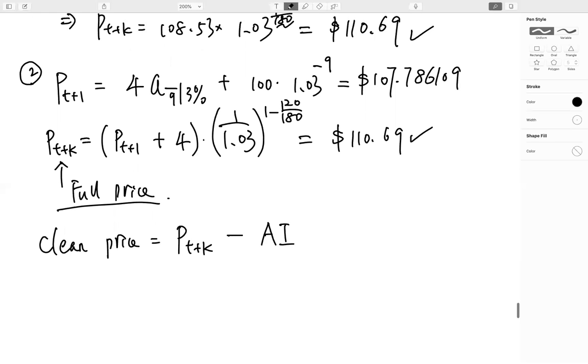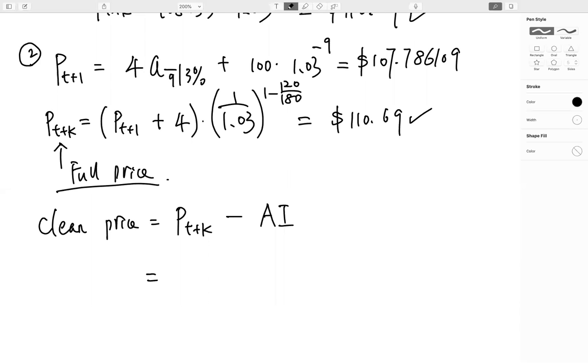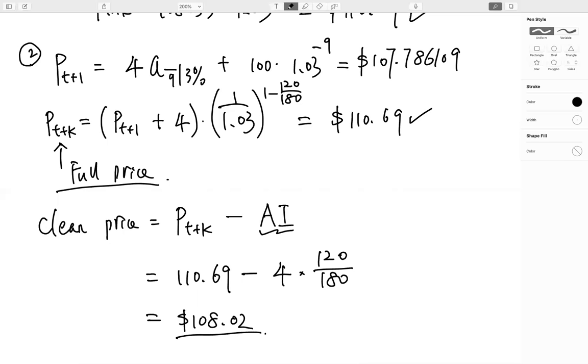Okay. So in this case, in our example, it would be $110.69 minus, okay, so here we need to calculate. So the 4 is the coupon, right? Times 120 divided by 180. This is how we calculate accrued interest. So finally, this is the clean price. The reason why we want to calculate the clean price is because this is the quoted price in the United States. When you see a bond price, this is the clean price. That's why it's important to know how we can compute the full price, how we can compute the accrued interest, because that's how we quote clean price.